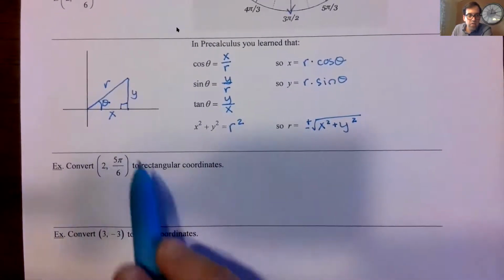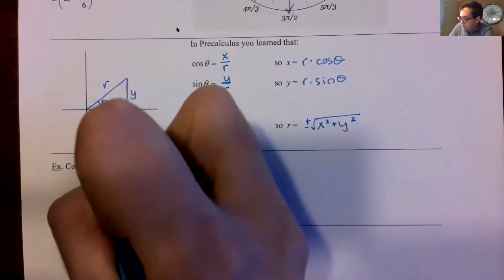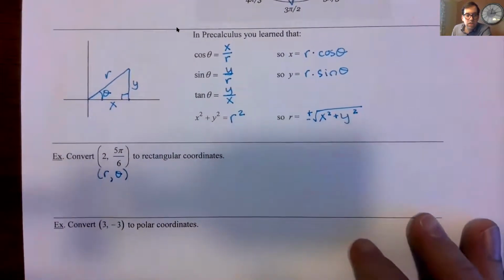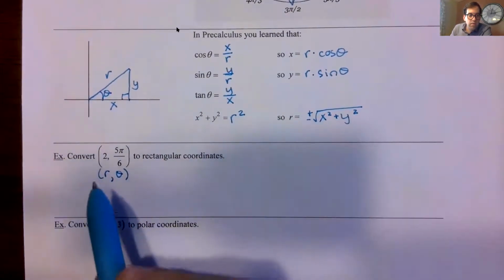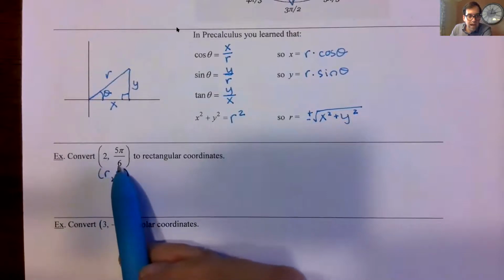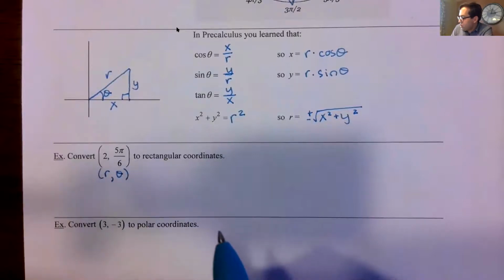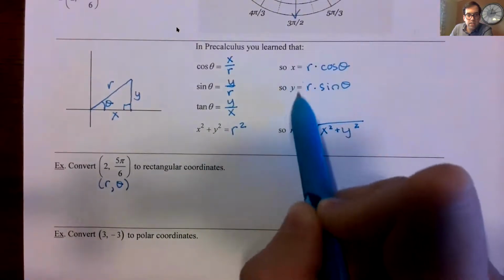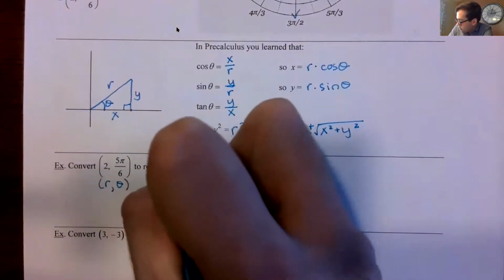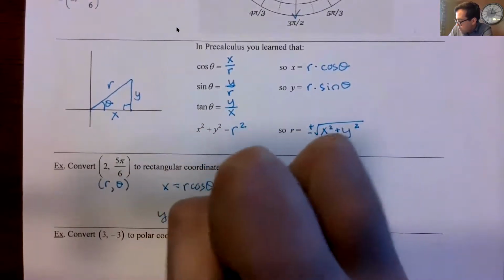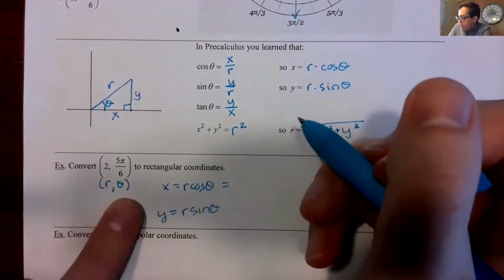So let's say we're converting this ordered pair to rectangular. Right now it's in polar form, and we've got to switch it to rectangular form. Remember, this is a length of 2 units away from the origin at an angle of 5 pi over 6. To change it into rectangular coordinates, the easiest way is to use these two equations up here. We're going to have x equals r cosine theta, y equals r sine theta. So we've got the r and the theta to plug in.